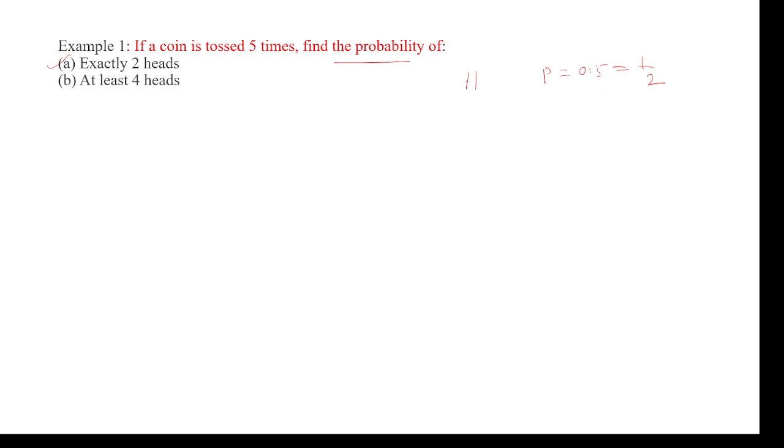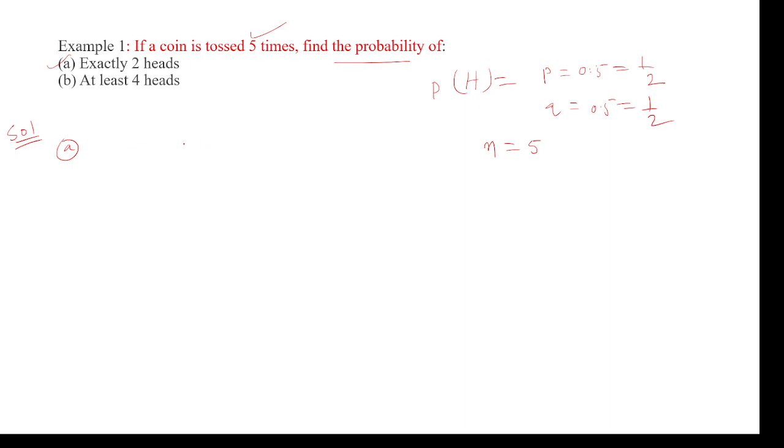Probability to get head, this is P(H) or p. Probability to get tail is q, which is 0.5, or else 1 by 2. And how many times is it tossed? 5 times, therefore n equals 5. He is asking for exactly 2 heads, using binomial distribution.